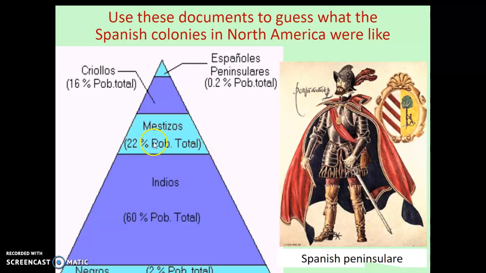We then get down into the Creoles. Your Creoles are your second class. You can see they're a little bit bigger than the Peninsulares, but they're not the majority. These people are of European descent, but they are born in the New World. The best way to think about this is, from my perspective, my family is of German descent, but I was not born in Germany. I don't think of myself as a German. I'm American. I'm from the United States. So these Creoles might have Spanish ancestry, but they were not born there.